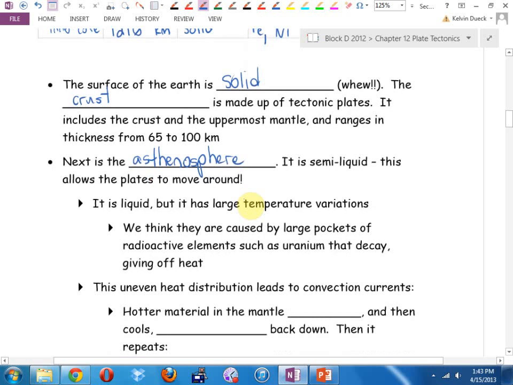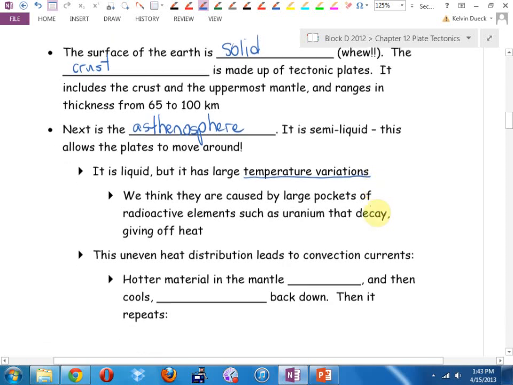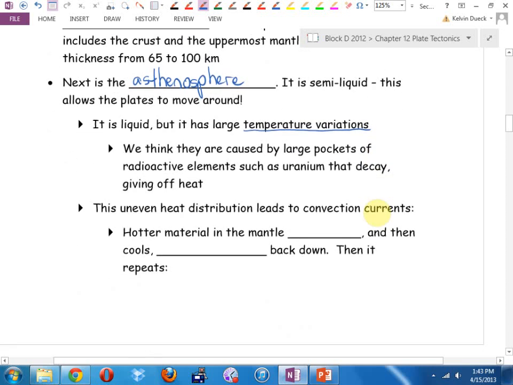Because it's liquid, it has large temperature variations. We think those temperature variations are caused by pockets of radioactive elements, such as uranium, that give off heat as they decay. This uneven heat distribution leads to convection currents. Hotter materials in the mantle rise, and then they cool, and then they sink back down. And it repeats.